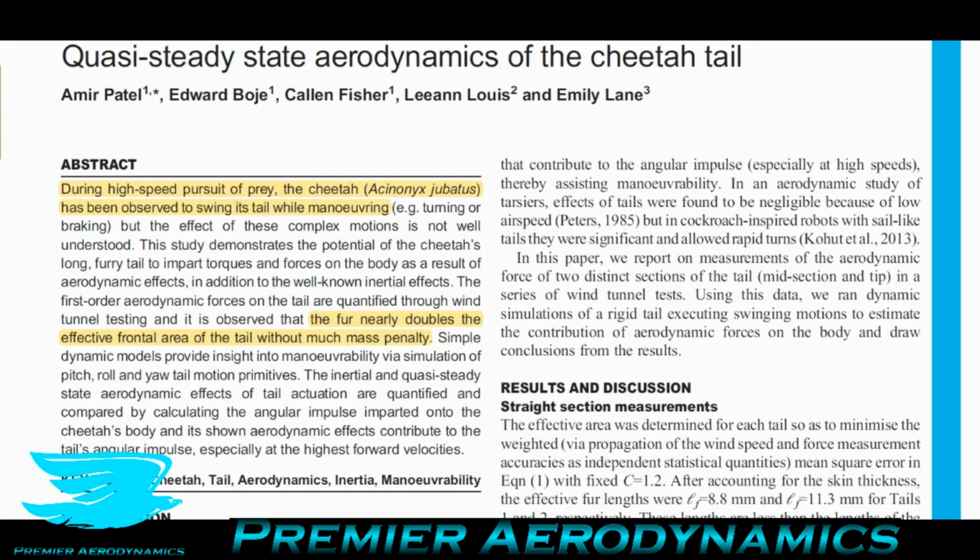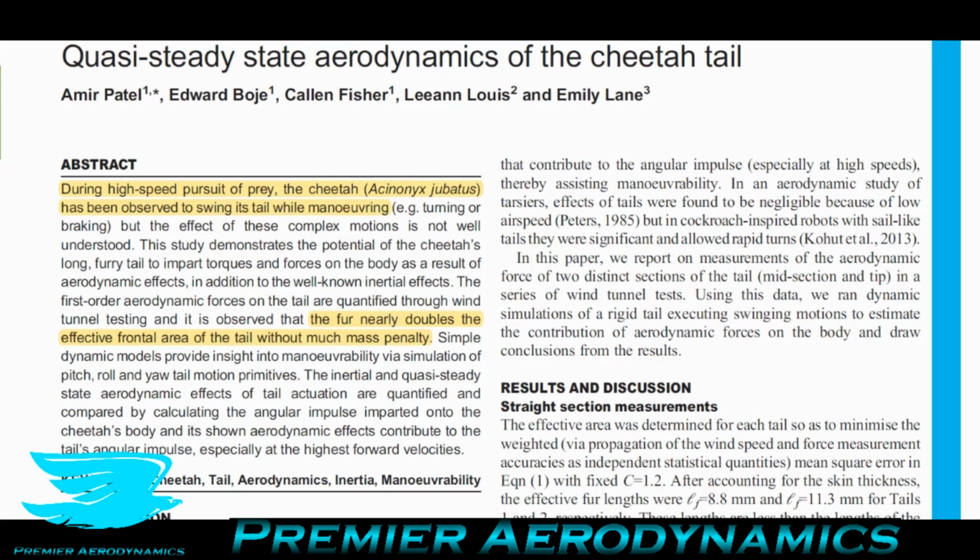So this paper is open access. You can get it in the link in the description. And moving on to the abstract. So they say, during high-speed pursuit of prey, the cheetah has been observed to swing its tail while maneuvering. Now, typically, researchers have considered that this is mainly just for inertial effects. So when you whip around something, that's going to help orientate yourself a little bit differently, just through inertia. But this paper has actually found that it's also aerodynamics as well, and arguably even more perhaps.